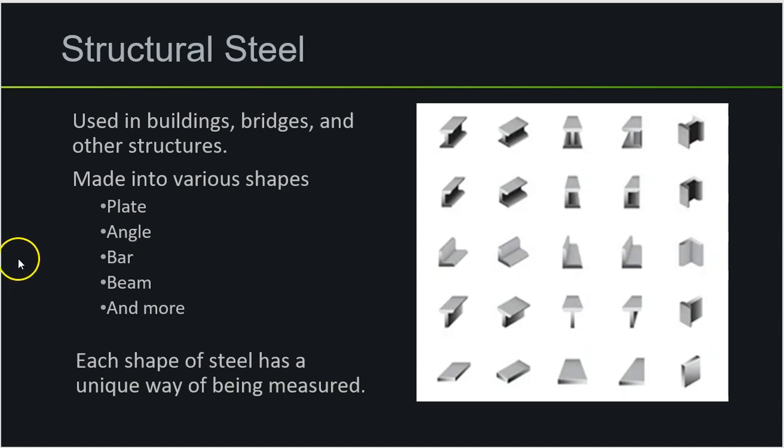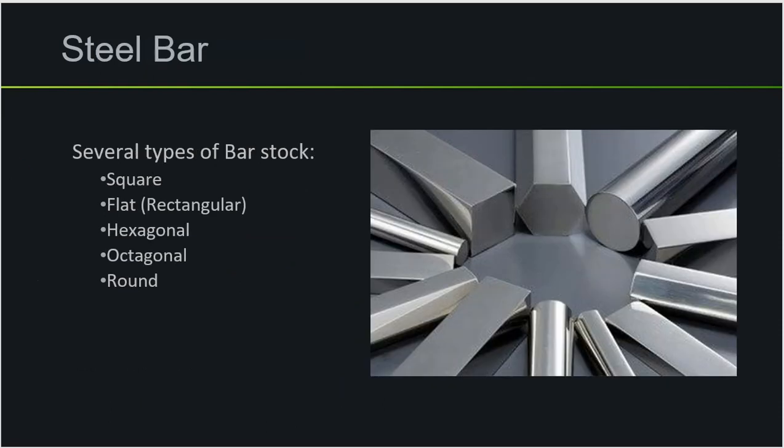With that being said, some of the various shapes include plate, basically plate steel, angle iron, bar, beam, and more. So let's start with the very first one. Let's start with steel bars. Now they come in various different shapes, and I've got an illustration here to show just a few of them. There's square bar, rectangular bar, round bar, hexagonal bar, octagonal bar. There are many different shapes, and they all serve different purposes.